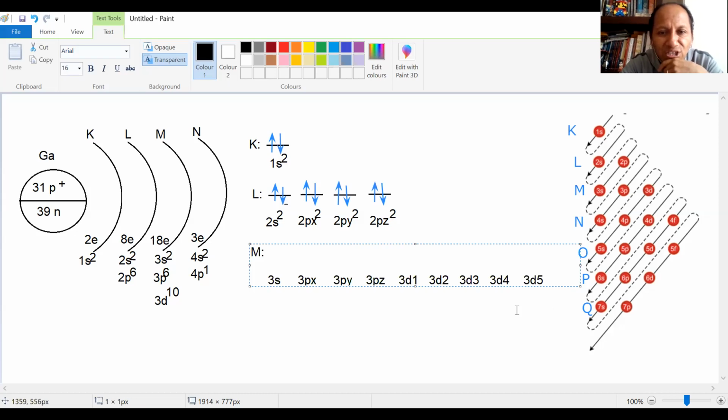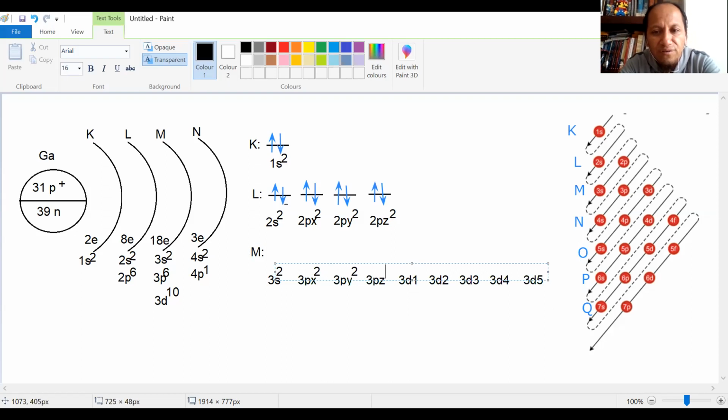And guess what? Each one with 2 electrons. S with 2 electrons, P, all of the Px with 2 electrons, Py with 2 electrons, Pz with 2 electrons, because that's the only way you obtain a 6 in total for P. 3D also with 2 electrons, 2 electrons, 2 electrons, 2 electrons, and so on. That way, guys, you obtain 10 electrons for D.